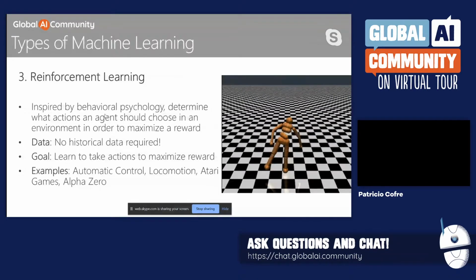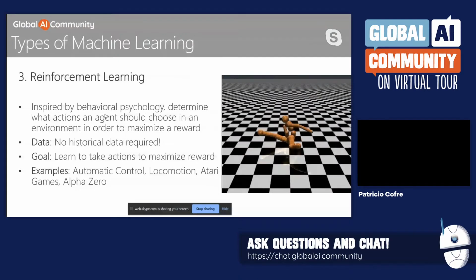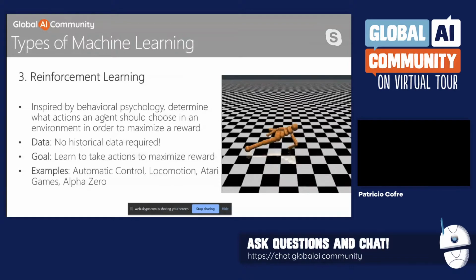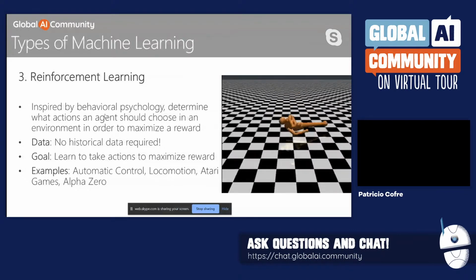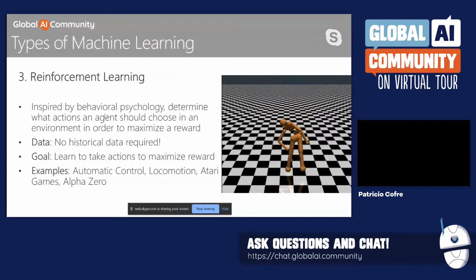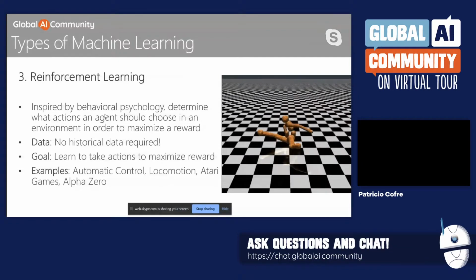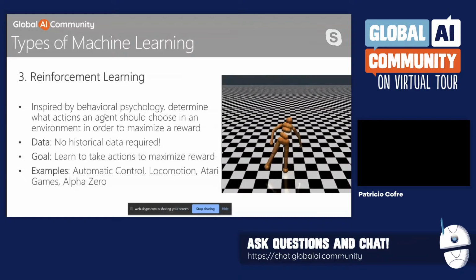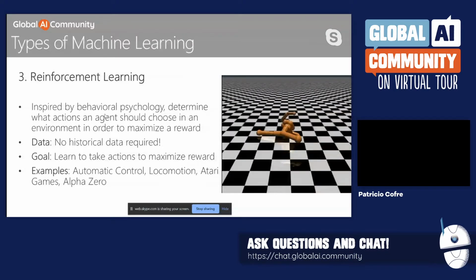In the image, in the GIF shown on the screen, you see MuJoCo, which is a classical example from OpenAI Gym, where this humanoid is trying to learn to stand.